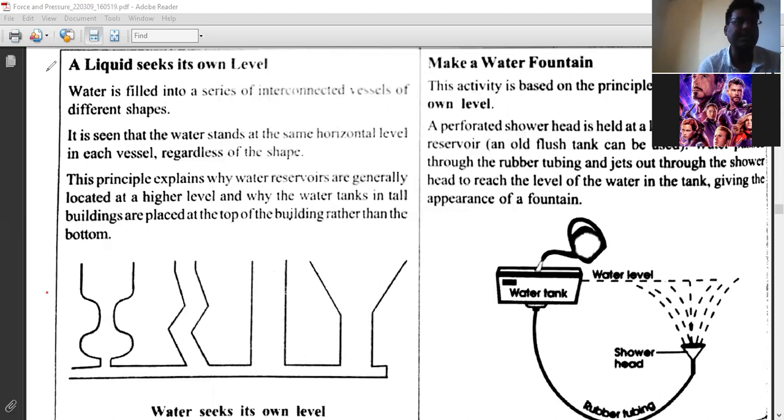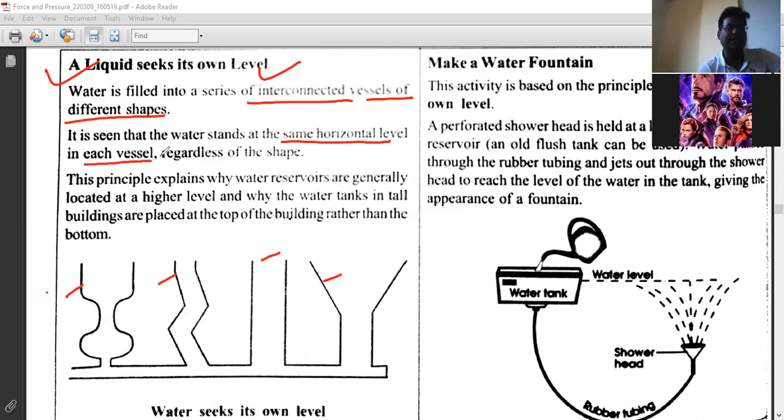Look at the next point. A liquid seeks its own level. Water is filled in a series of interconnected vessels of different shapes. So we have taken different containers of different shapes. It is seen that water stands at the same horizontal level in each case, regardless of the shape. This principle explains why water reservoirs are generally located at a higher level, and why the water tanks in buildings are placed at the top of the building rather than the bottom, right?